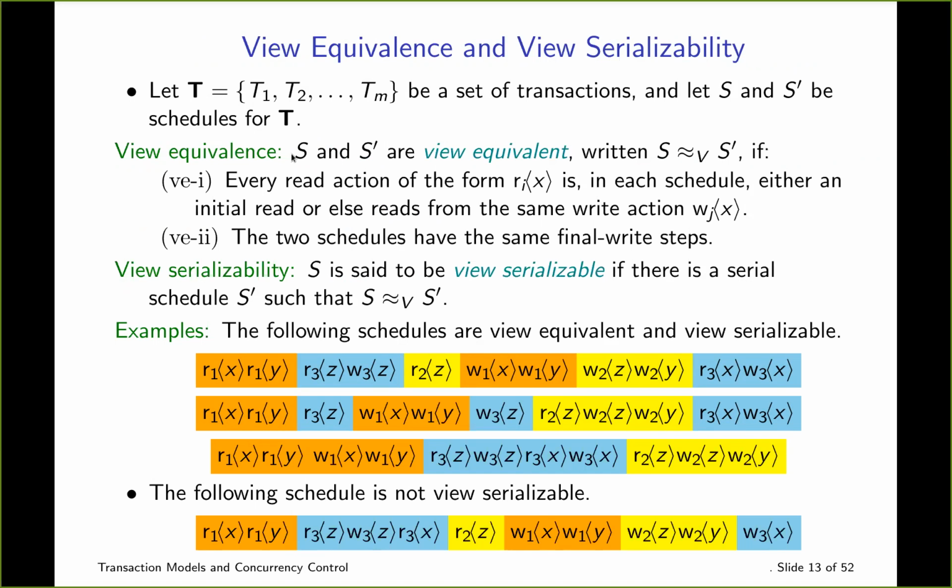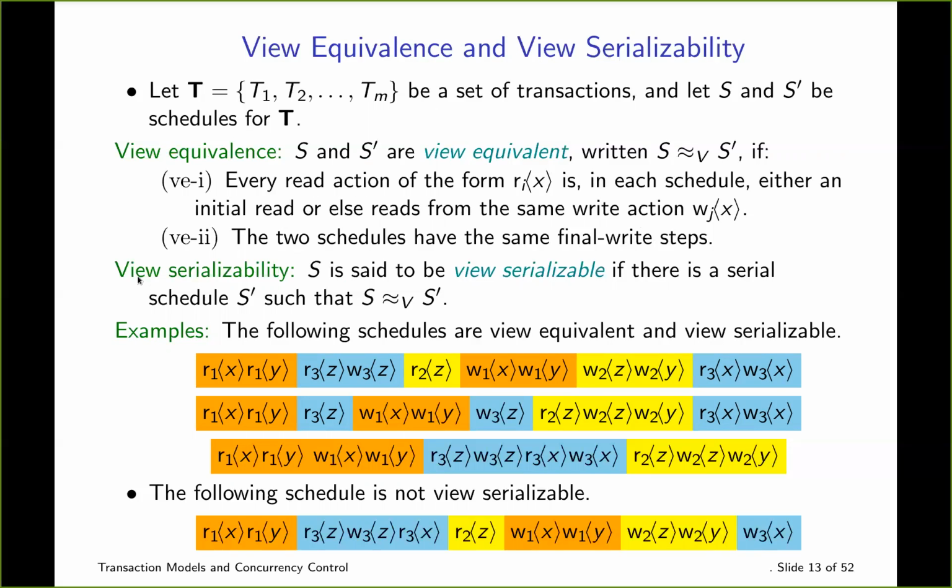schedules are view equivalent, if every read action in each schedule is either an initial read or else reads from the same write action. So all of its initial reads are the same, and all of its reading from writes is the same. Okay, so there's no change. And also the two schedules have the same final write steps. So they all do the same final writes. Then if two schedules have that, they're called view equivalent.